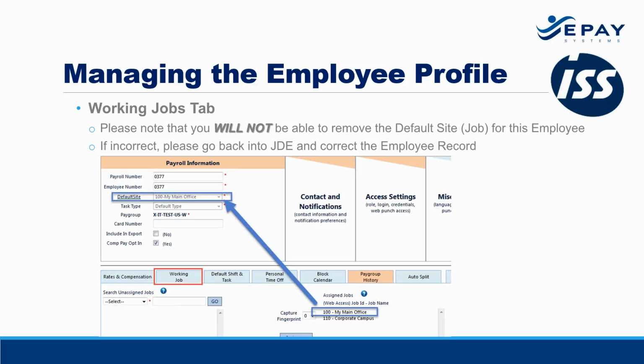and then within the next 30 minutes, the system will update. JDE will update that information over in Blueforce via the interface. So then you can come in here at that point and retry removing the employee's default job, or now no longer default job, from the Working Jobs tab.